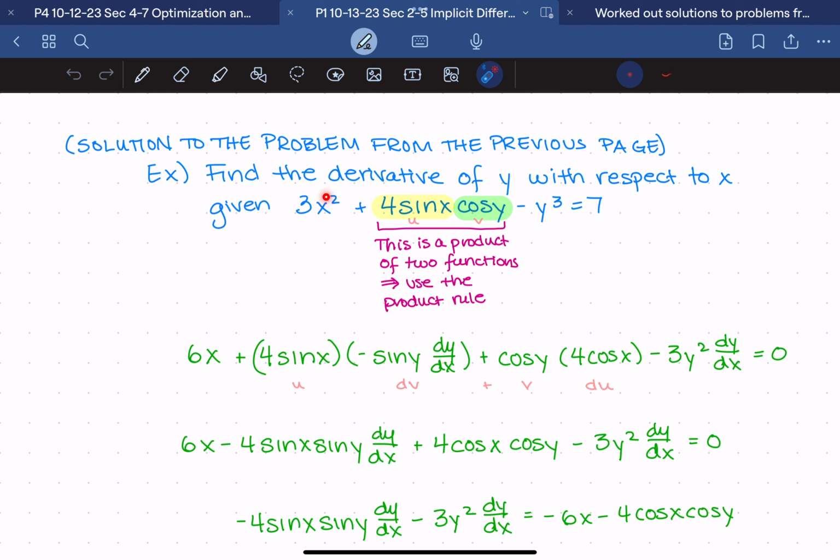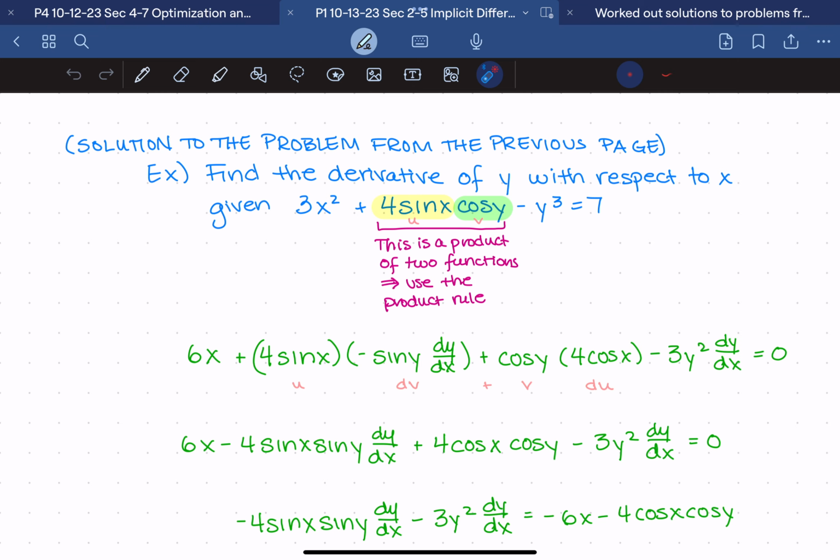Okay, so anyway, take the derivative of the first term. It is not a product of two functions of a variable, so we don't have to worry about that. Variables agree, x and x, so you differentiate like normal. The second term is a product. I'm going to treat the 4 sine x like my first factor and cosine y like my second factor. So we have u dv plus v du.